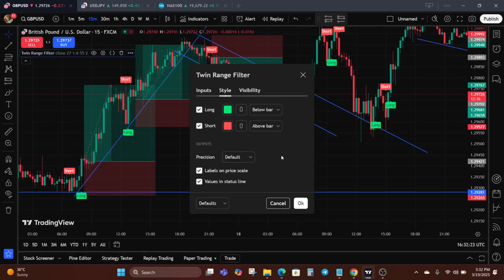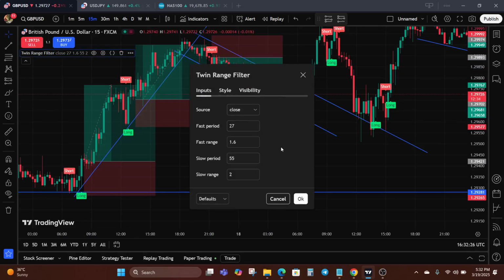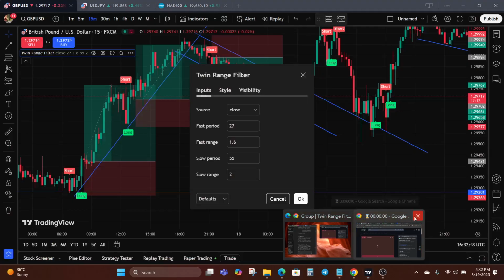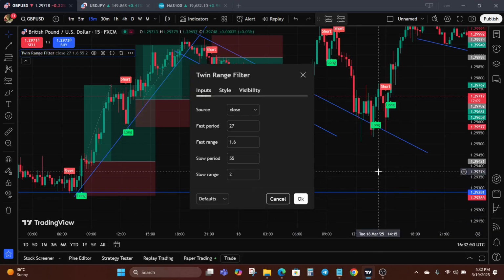Now let's just talk about settings, very briefly. You will notice that this indicator does not exactly have a lot of settings, right? The default settings are absolutely fine, but settings can always be modified. If you want faster signals, you can consider reducing the values, perhaps of the fast period, maybe even the fast range and slow period.